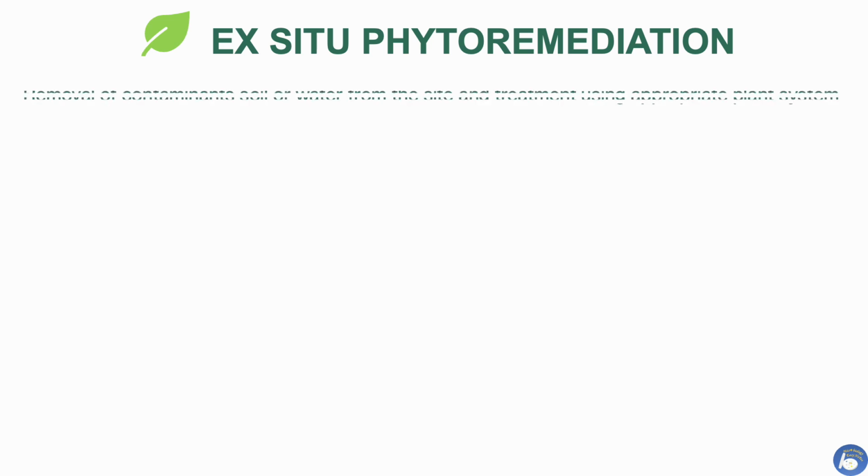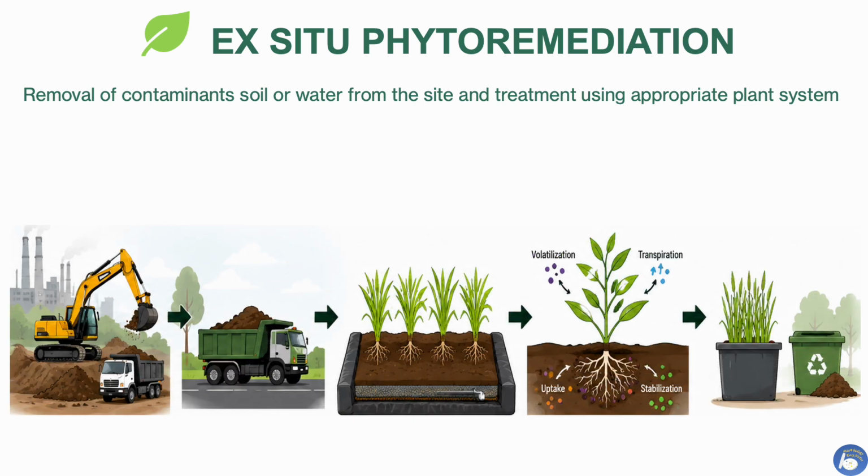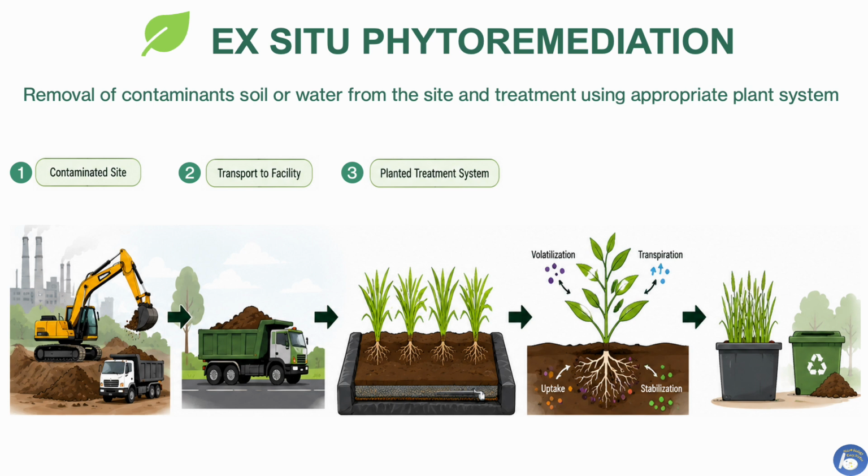In this type of implementation, contaminated water or material is brought to a constructed facility to be treated by plants. How is it done? At first, contaminated soil or water is excavated or pumped from the site. Then, the contaminated material is transported to a treatment facility. After that, the material is placed in a controlled system and planted with appropriate plant species.